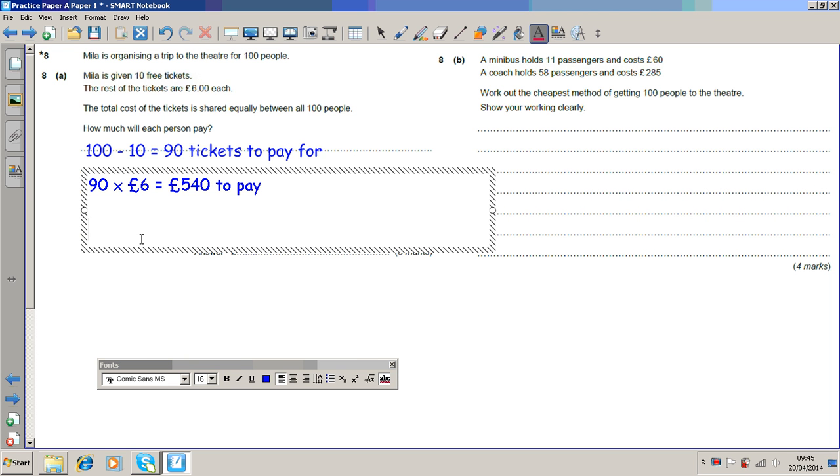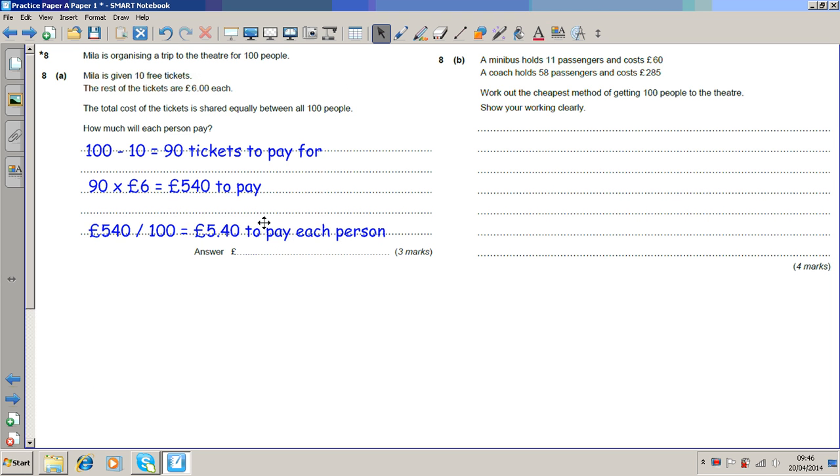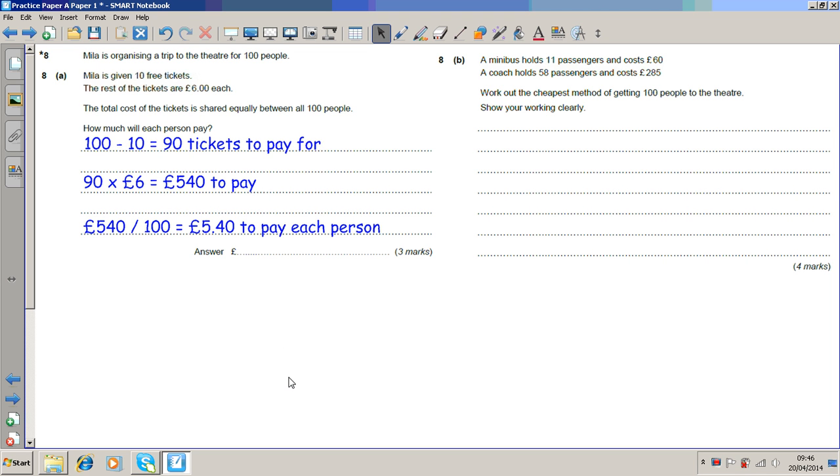And then finally, the cost is shared between 100 people. So it's 540 divided by 100 people equals £5.40 to pay each person. Something like that. Okay, now the star there means that we need to explain this. So if you just put 100 minus 10 is 90, 90 times 6 is 540, then you probably won't get it. You need to explain why you've done each of them steps.